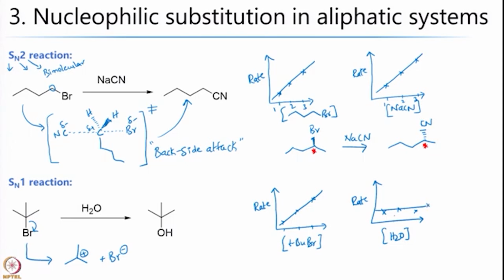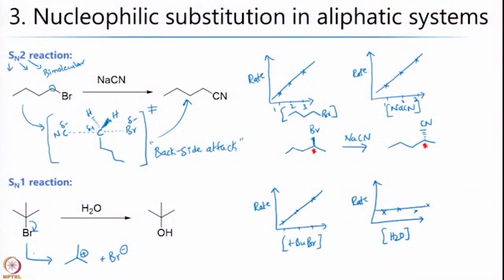So, what this tells us is that the reaction depends only on the concentration of the substrate, which is the tertiary butyl bromide, but it does not depend on the nucleophile, which is the water in this case. To account for this unimolecular reaction, the following mechanism is proposed. The first step is the leaving of the bromide, which generates a carbocation, and this is also the rate determining step of the reaction.